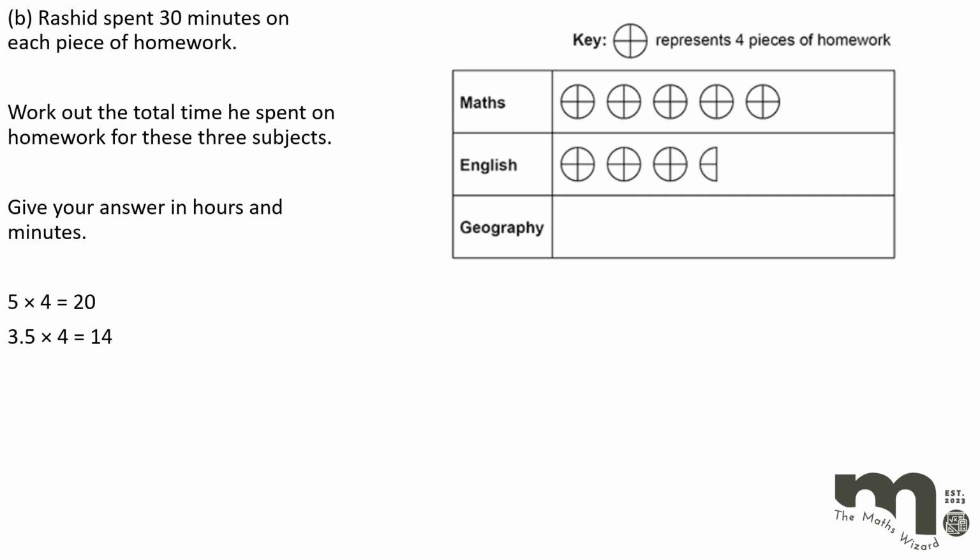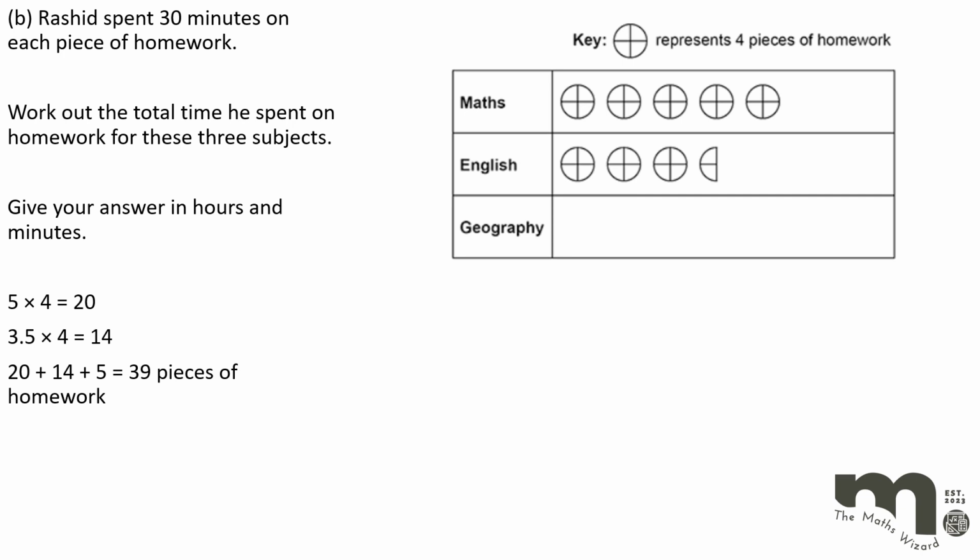Then we've got 3.5 for English. So 3.5 times 4 is 14. So he's done 14 pieces of English homework. We already knew that he completed 5 from part A in the question. So if you add those together, you will end up with 39 pieces of homework.